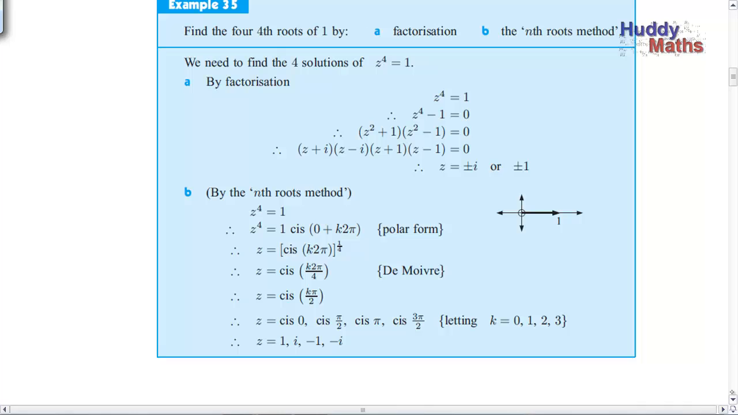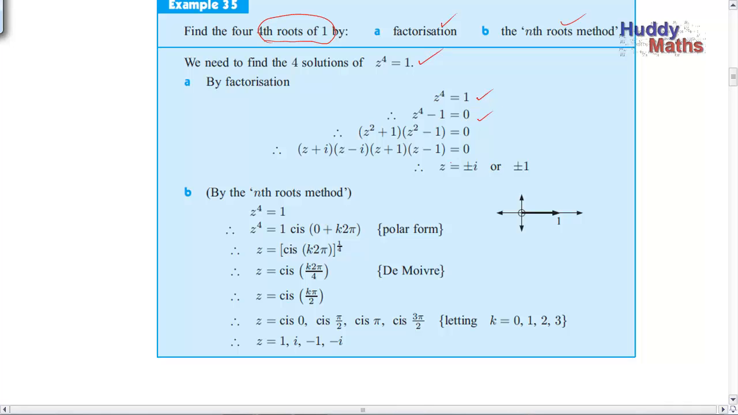Some screen clippings here from Hayes and Harris Publications, so you should have that book nearby so you can check it out. Find the fourth roots of 1. That was that z to the fourth equals 1 I had on the first page there, by factorisation and the nth roots method. Well, z to the fourth equals 1.